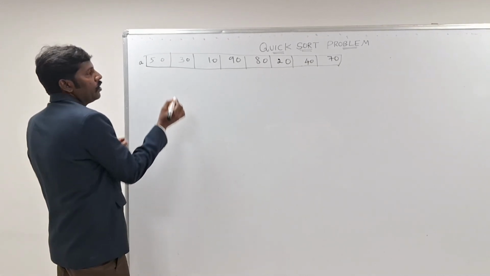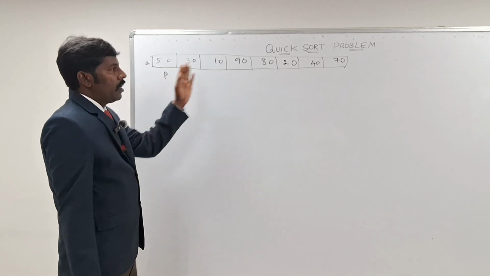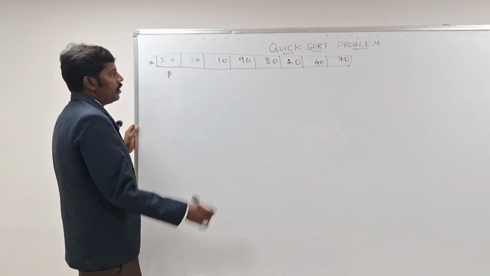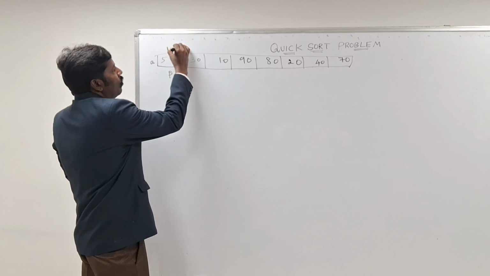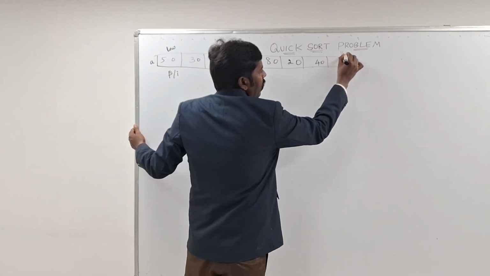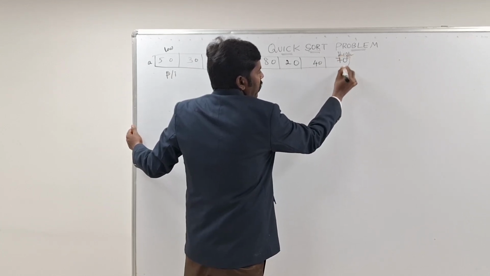First I choose the pivot element, which is 50. We can choose the pivot element as either the first element or the last element, but I choose the first element, 50, as the pivot. This is low. Low is assigned the pivot, and high is assigned the value j.